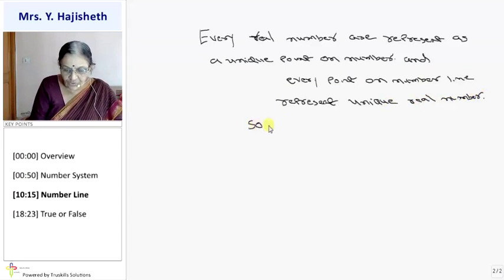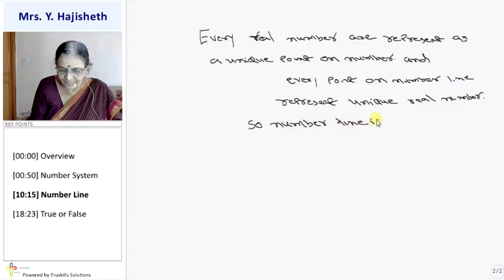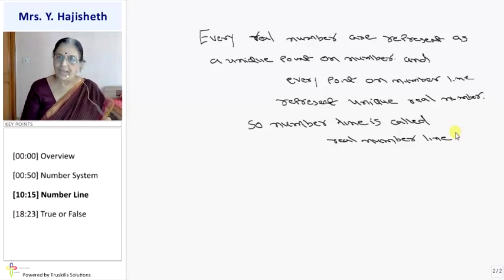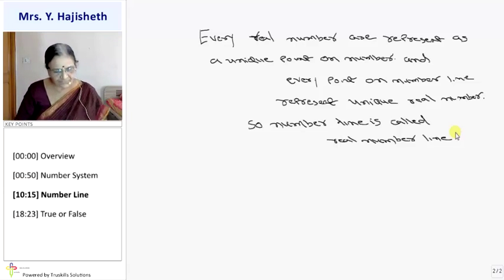So this number line is also called the real number line, because it represents all real numbers. Clear? This number line is also called the real number line. Now let me revise how to represent every number on a number line. Rational numbers, how to represent them.